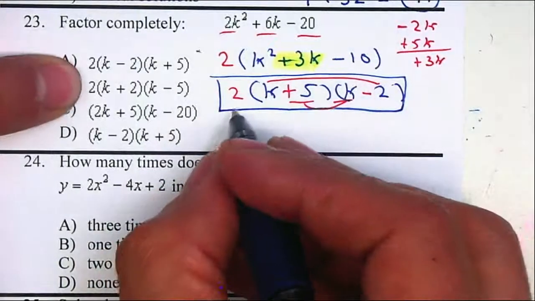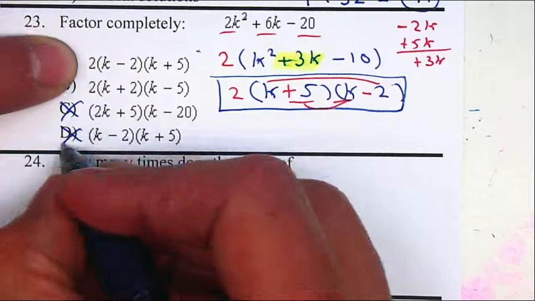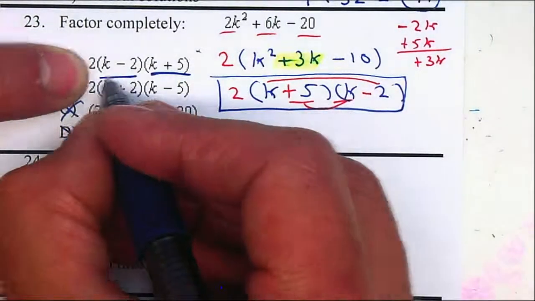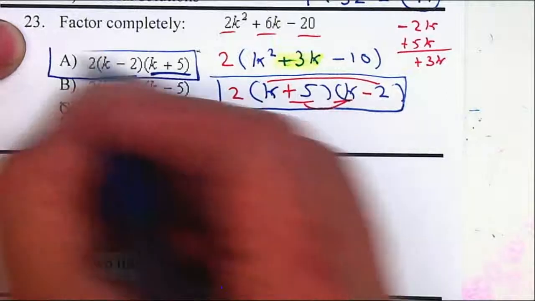So let's see, we have a 2, so that's not it. And then we have k plus 5 over here, and k minus 2 over here. So it'll be letter A. Just be careful with your signs.